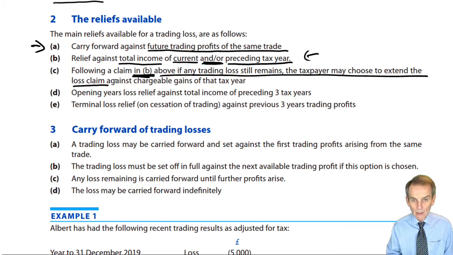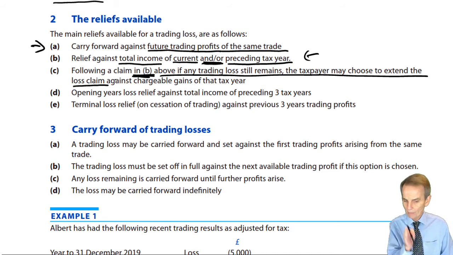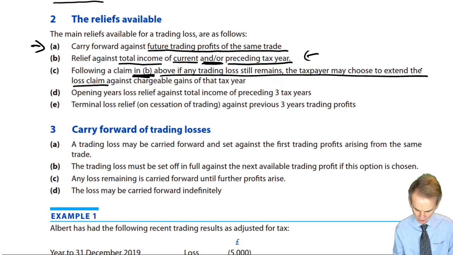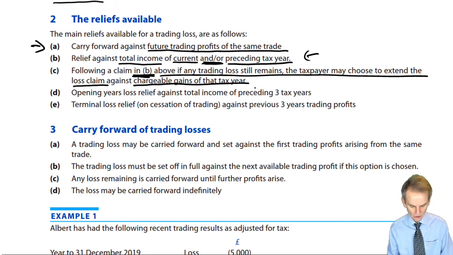You don't have to do this, but it becomes available, but only becomes available for that tax year, be it the current or be it the preceding tax year, if for that tax year you have firstly made the claim against total income and there is still some loss left over. It is that loss that may then be used against your capital gains, turning a trading loss effectively into a capital loss. Extend the loss claim against the chargeable gains of that tax year.